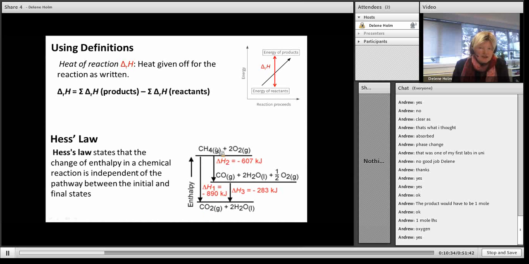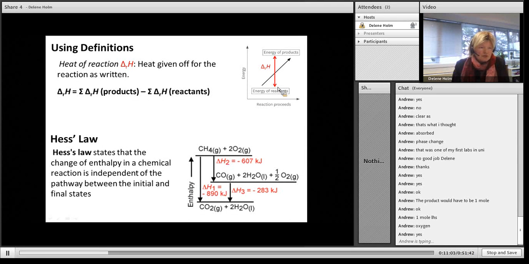But I could have done that in 2 steps. I could have taken that methane and oxygen and formed an incomplete combustion, in other words, carbon monoxide being formed, and then I could have burnt that further to get my carbon dioxide and water. So it's like 2 steps. And they were saying H2 plus H3 is going to equal H1. So all my little steps will add up to my big step. Is that clear?